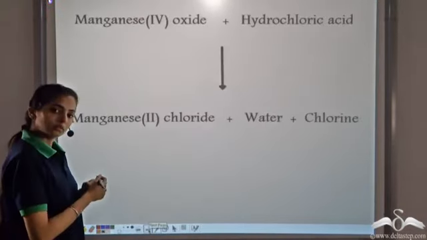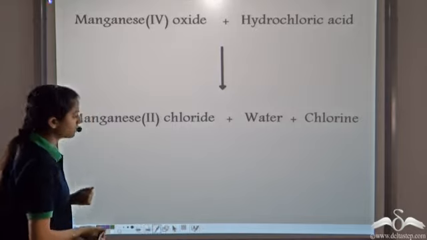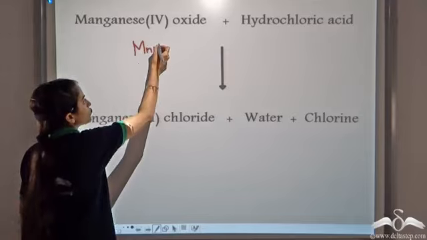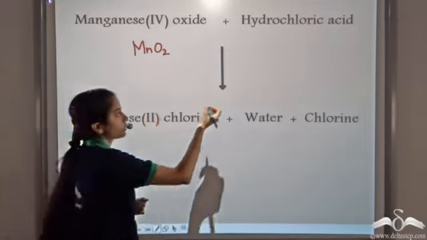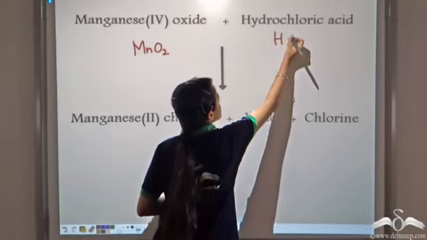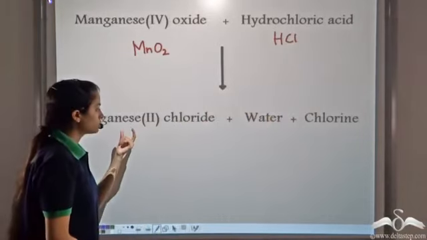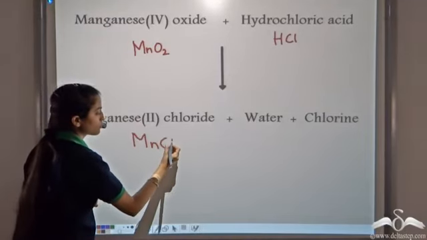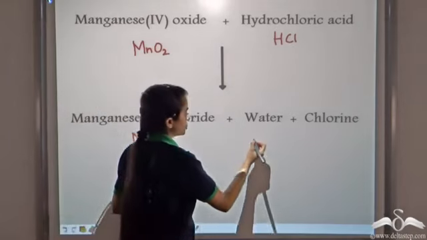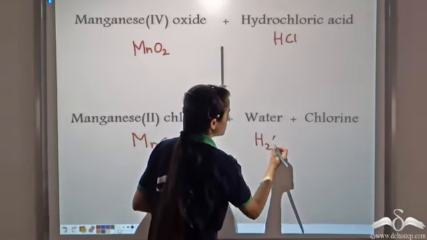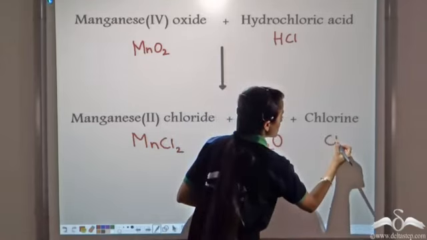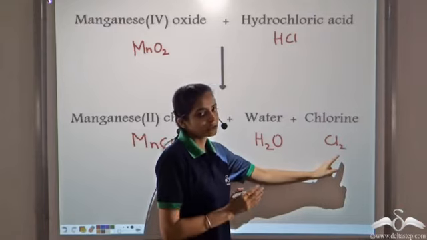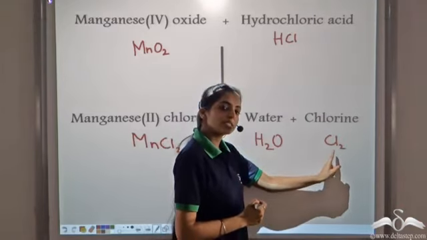Now let's look at our equation. So we have found out the chemical formula of manganese 4 oxide, which is MnO2. Hydrochloric acid is HCl. We found out the formula for manganese 2 chloride, which is MnCl2. Water is H2O. And chlorine is Cl2, since chlorine gas exists in the diatomic form. Cl cannot exist independently. So chlorine exists as Cl2.